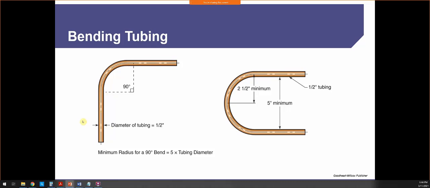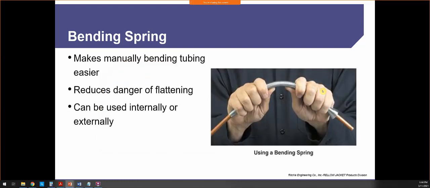I've done it. As long as your tubing bender allows it to, you'll be fine, but the book wants you to keep it at 90. All right. Or you can also make a U shape here for different applications if needed. And that's just telling you what your guidelines are. Half-inch tubing should be at least 5 inches minimum distance apart if we're making that type of bend.